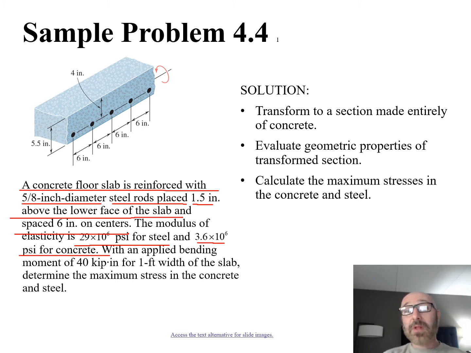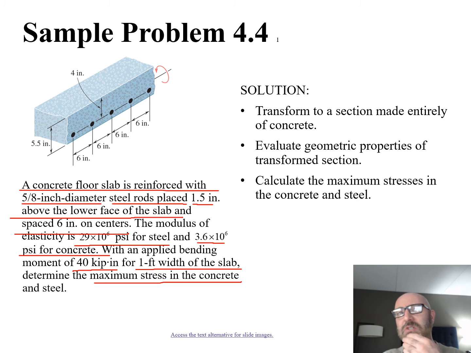Now, they're telling us what the applied bending moment is, which could be the equivalent of something being loaded during the day, equipment sitting on it, people standing on it, whatever that may be. They tell us that is 40 kip-inches for a 1 foot width of the slab. They're giving us just one small section of this that we're dealing with here. And what they ask us to do is determine the max stress in the concrete.